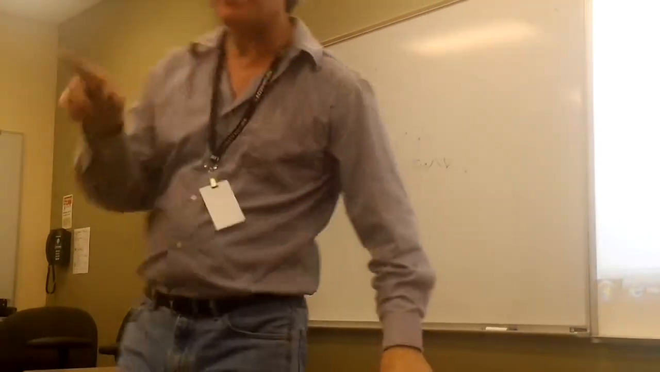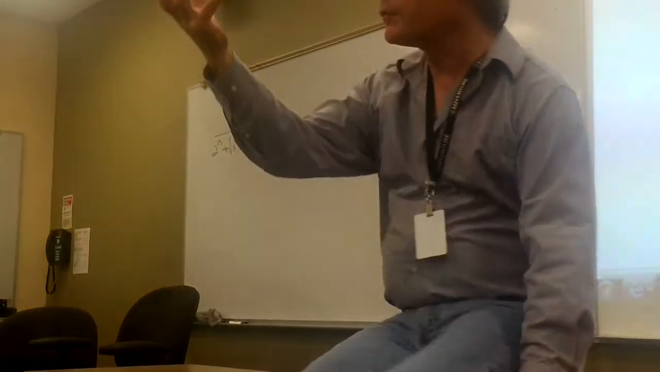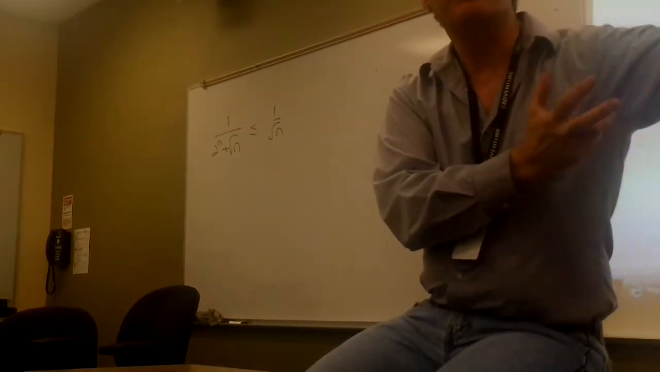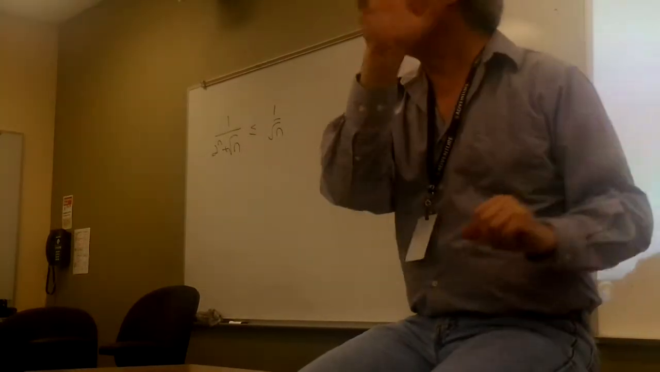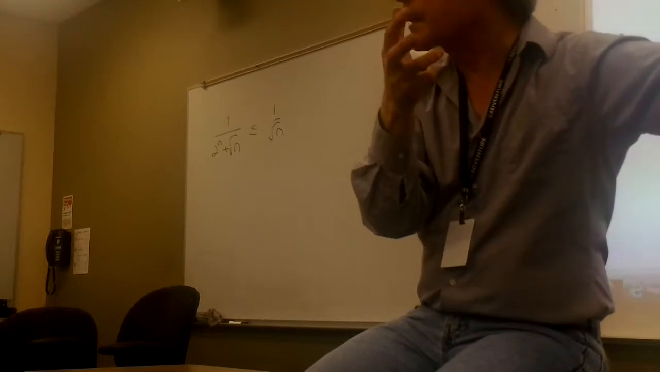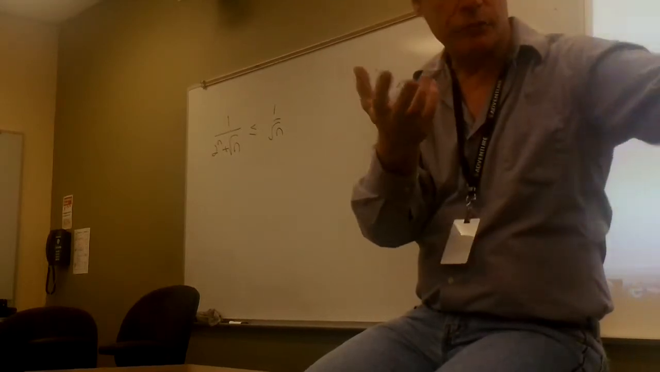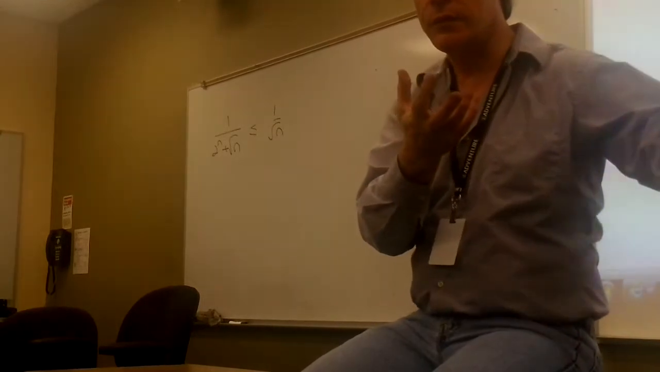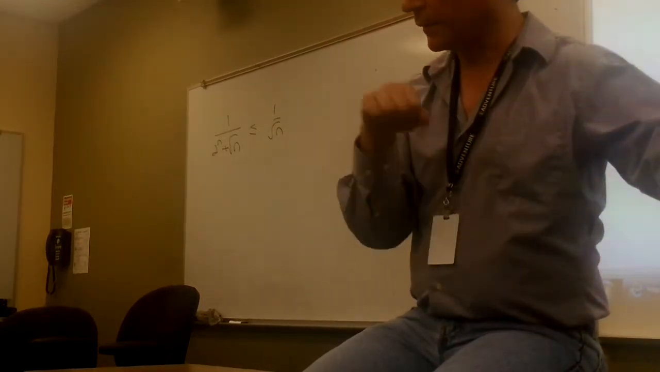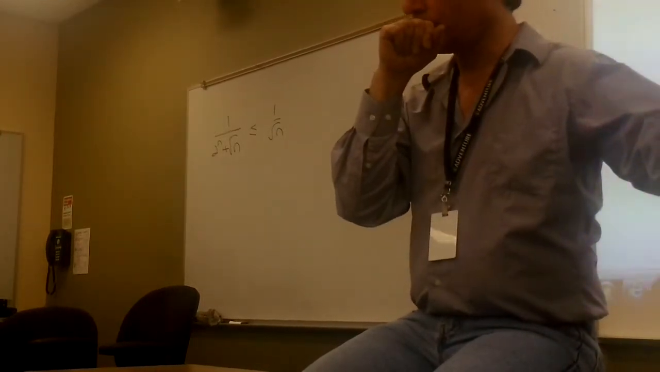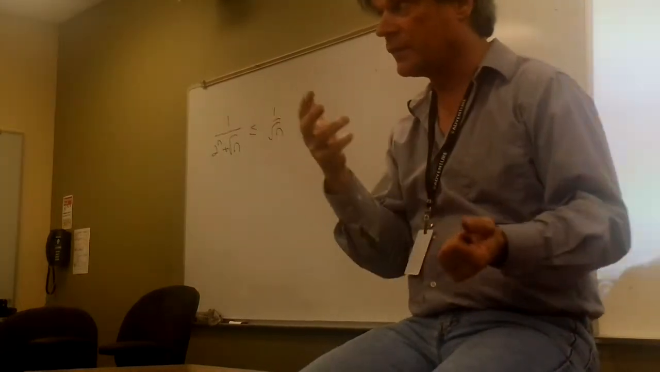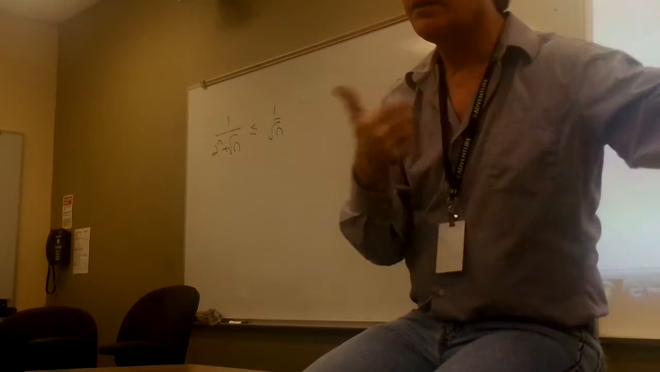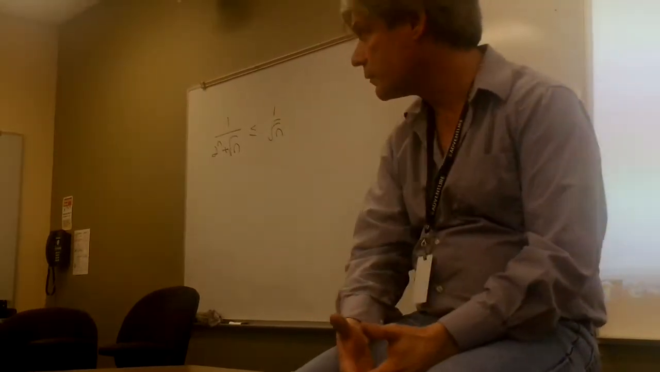The comparison test says this. If my nth term is less than the nth term of another series that converges, I converge. If my nth term is bigger than the nth term of another series that diverges, I diverge. If my nth term is greater than the nth term of another series that converges, the comparison test is inconclusive. And if my nth term, like in this case, is less than the nth term of another series that I know diverges, the comparison test is still inconclusive.